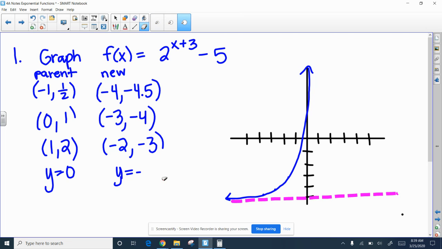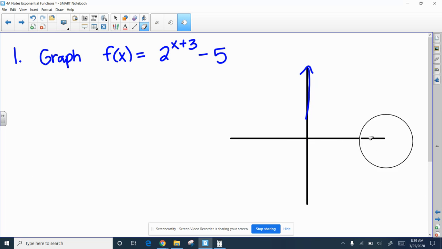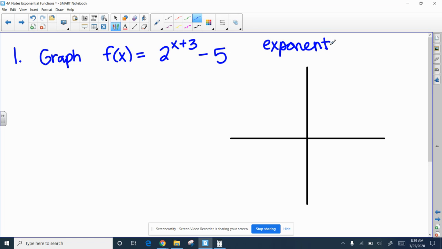So any time we're graphing a function with transformations, we have to have a parent function. So if I look at this function, we have f of x equals 2 to the x plus 3 power minus 5. I see that it is exponential because I have a base and an exponent. The variable is in the exponent. In this case, my base is 2 because that's the part that is raised to the exponent. So my parent function is f of x equals 2 to the x power.